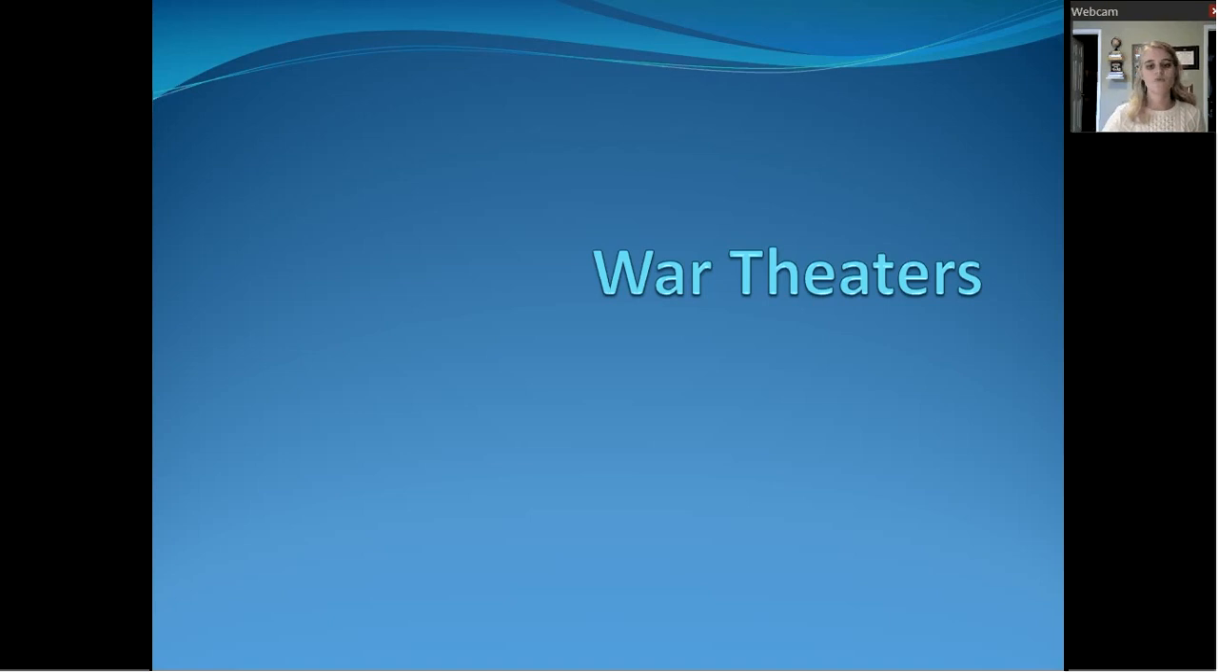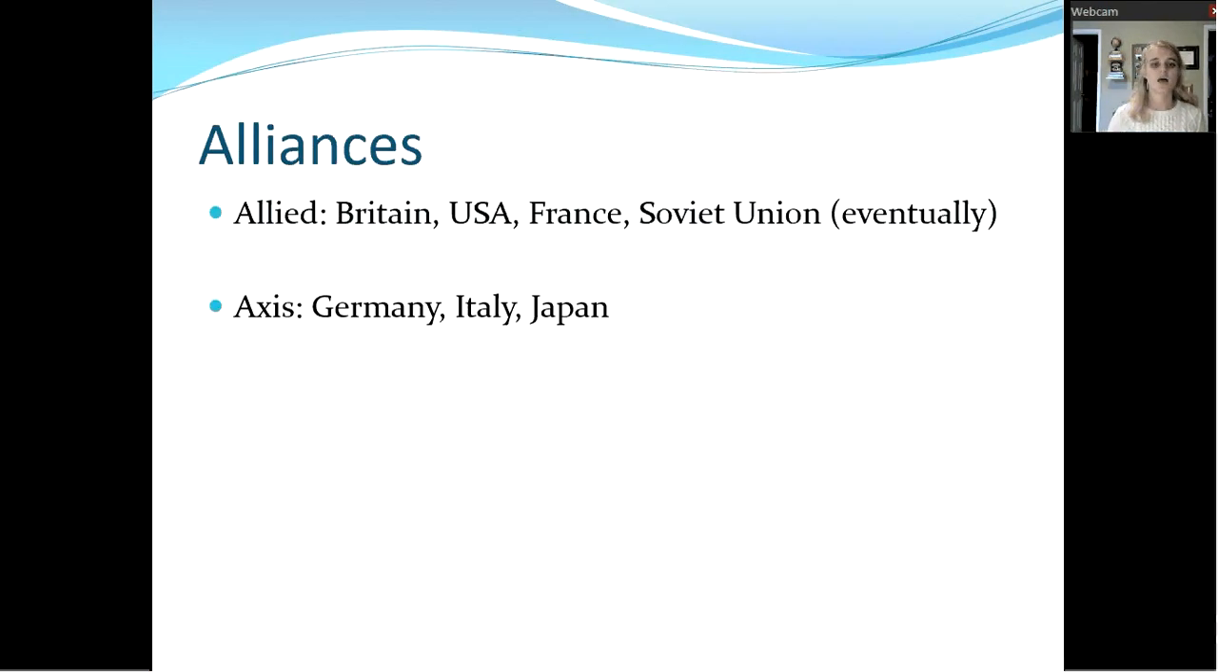So just as a reminder for you guys, there are two sides of this war. We have the Allied powers and the Axis powers. The Allied powers at the beginning of the war are France and Britain, as well as some other countries. France eventually falls to German control. The Soviet Union had a pact with Germany at the beginning that changes sides in the middle of the war. I think you'll see why in just a few minutes.